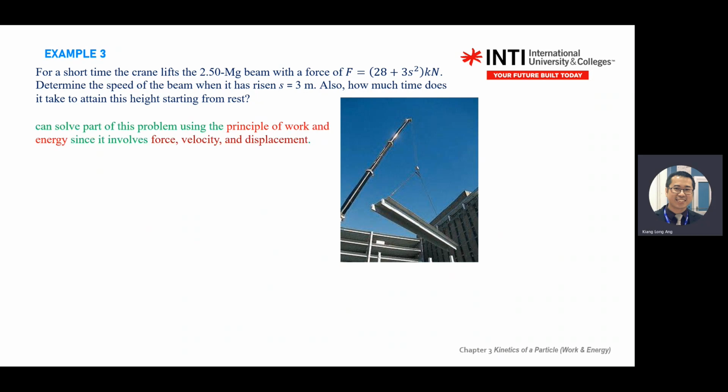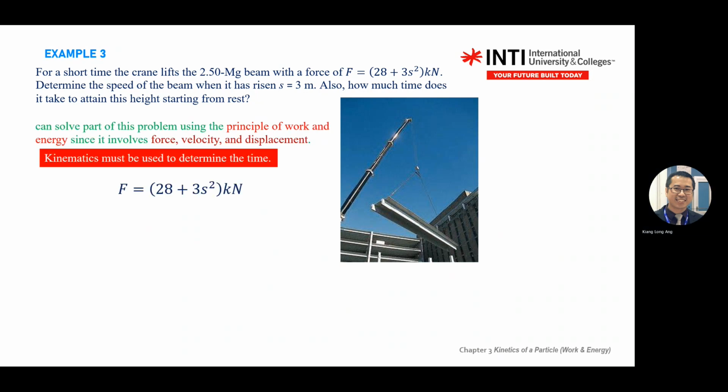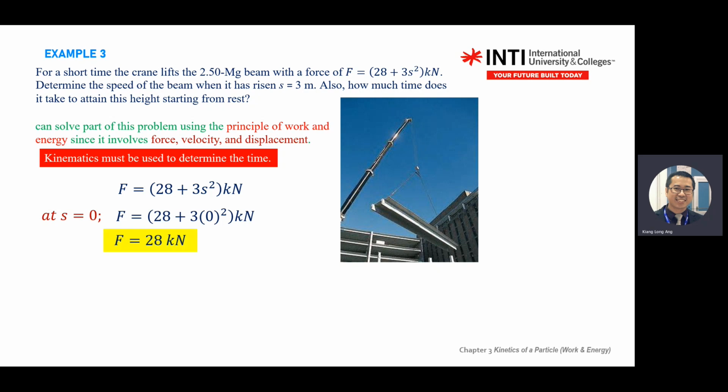So how do you solve? You are given the force. So before the start, s is 0. The crane must give some force to lift the object. So the force will be 28 kilonewton to start lifting the object. Then you check the W.